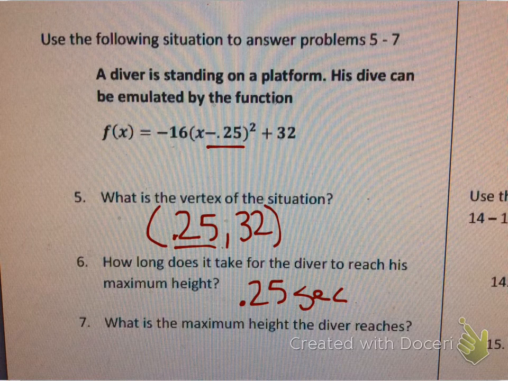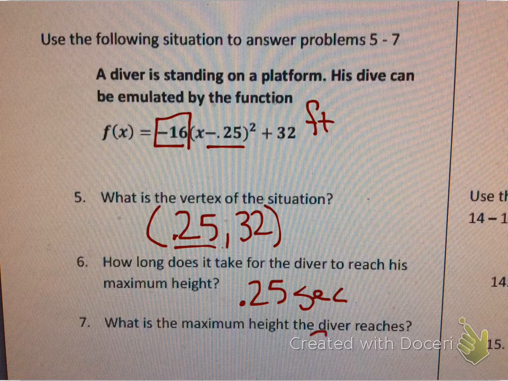What's the maximum height the diver reaches? Now, this one, the negative 16 would tell you this is going to be in feet, so this is 32 feet.